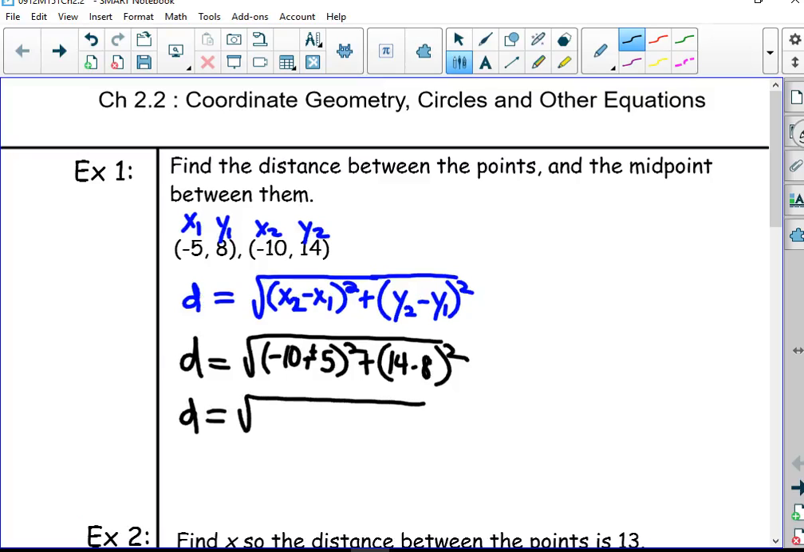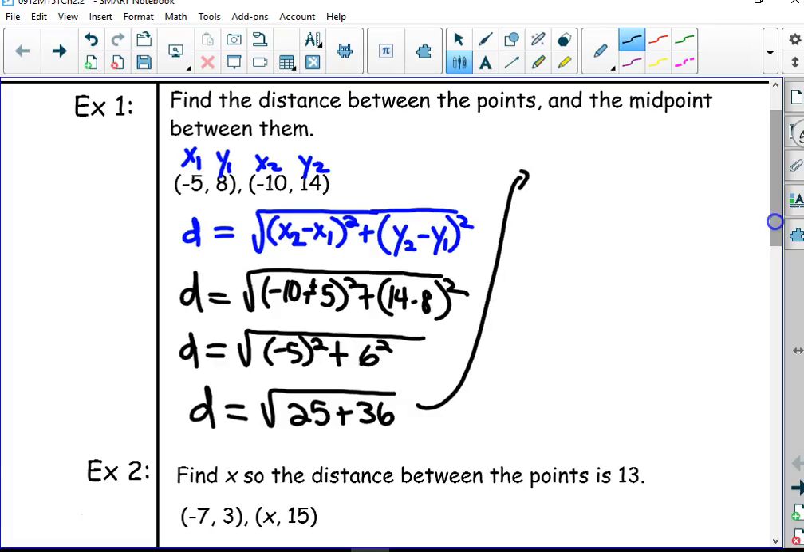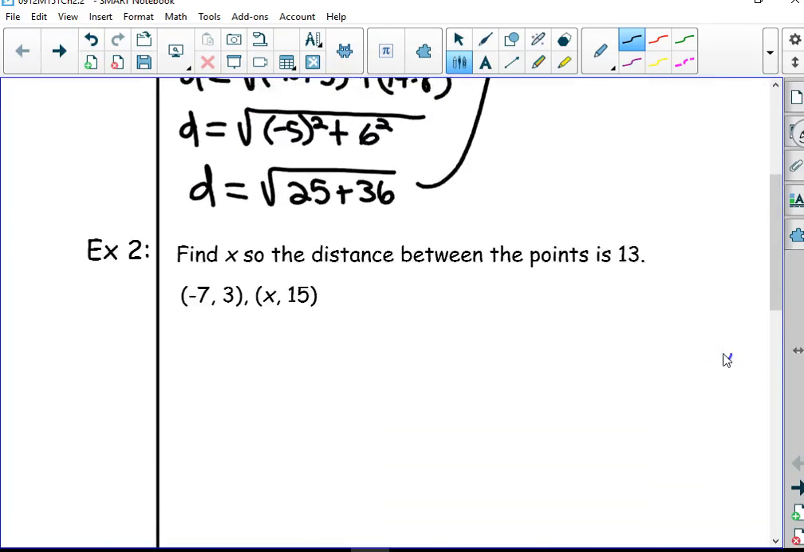-10 plus 5 gives us a -5 squared. 14 minus 8 looks like 6 squared. All right, 25 plus 36 gives us 61. And we are done with that problem. Okay, we're going to use that on the next problem a little bit differently.